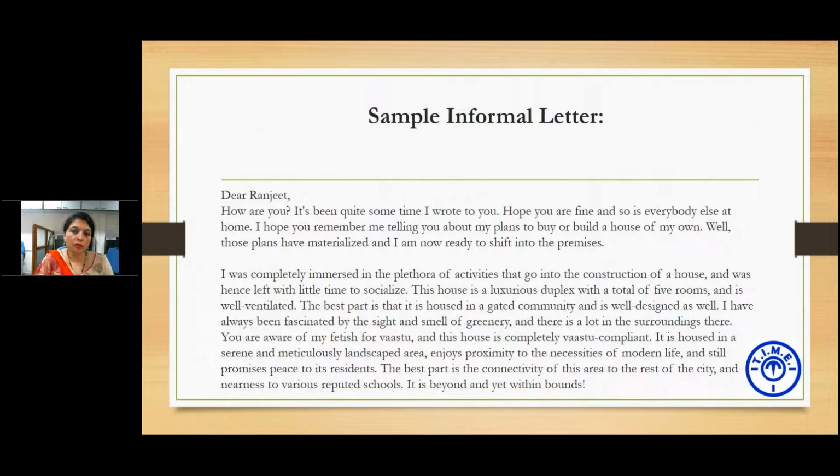So, after dear Ranjit, which is the salutation, we move on to the introduction part. As you see, very different from the content or the structure of a formal letter. The introduction can have anything. It starts with a question, how are you? And then it gives information pertaining to the person who's writing the letter, and about what he has planned, or shares a memory, right?